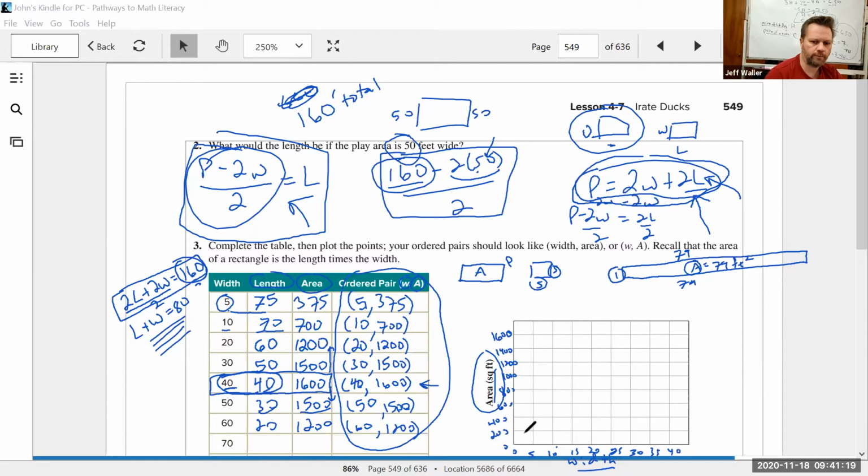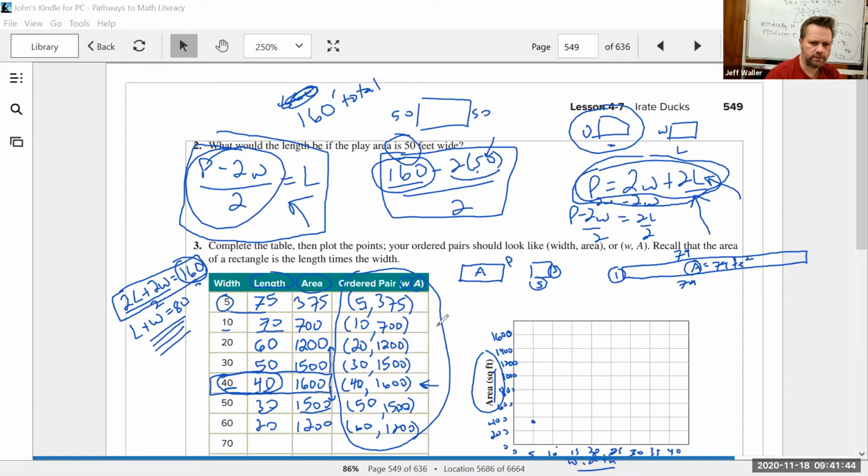All right, so if I plot these real quick, where am I at? 5 goes to 75. So this is 100 in the middle, so 75 will be right there. Oh, what am I doing? 375. 5 goes to 375. That's my bad.